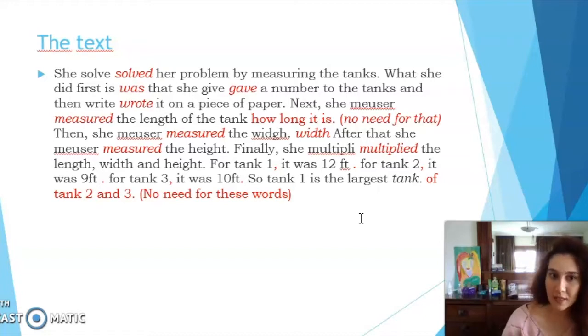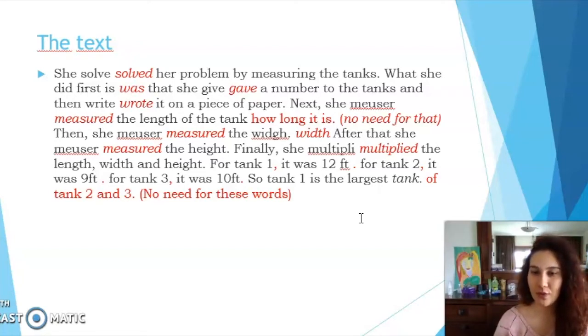What she did first is that she gave a number to the tanks and then write it on a piece of paper. She again used the basic forms of the verb. Here, the past forms of these three verbs would fit better in the sentence, because the sentence is indicating a scene from the past. So we should be using the past tense and its forms. So let's look at the next sentence.